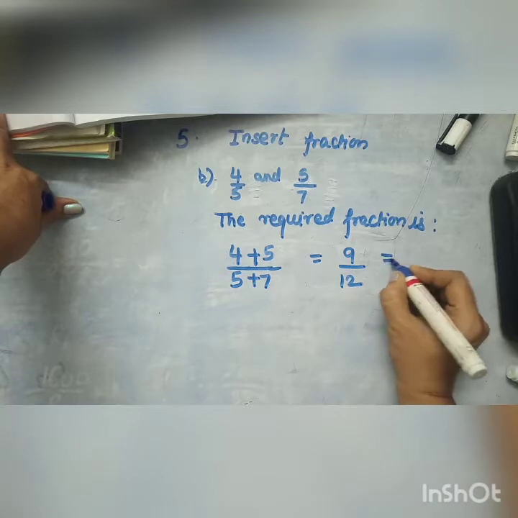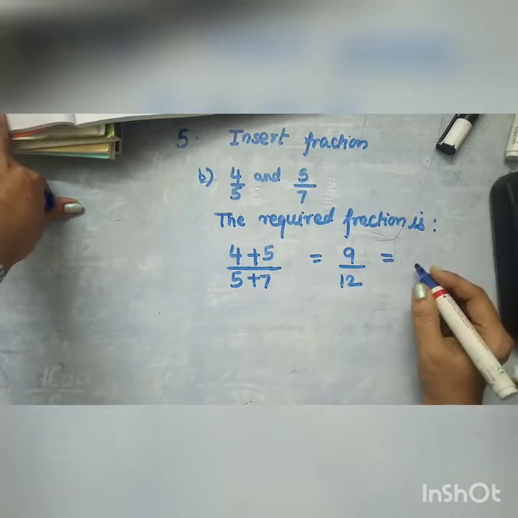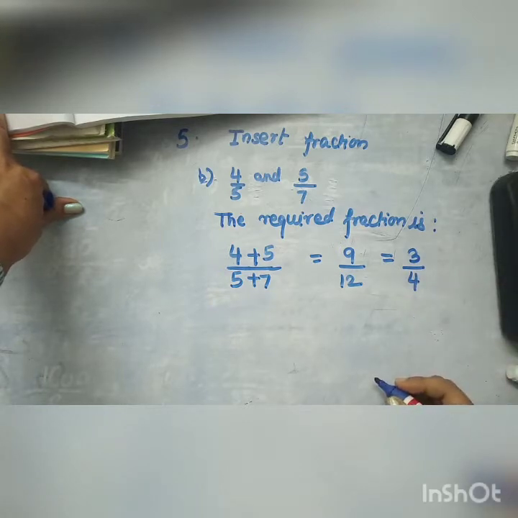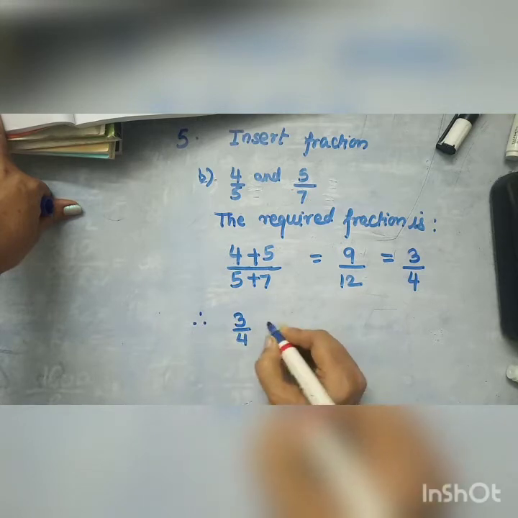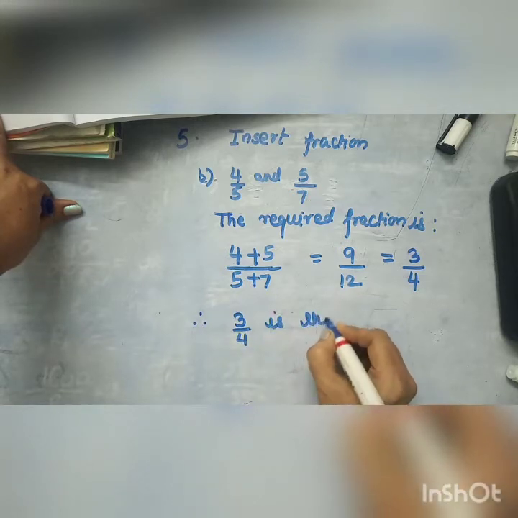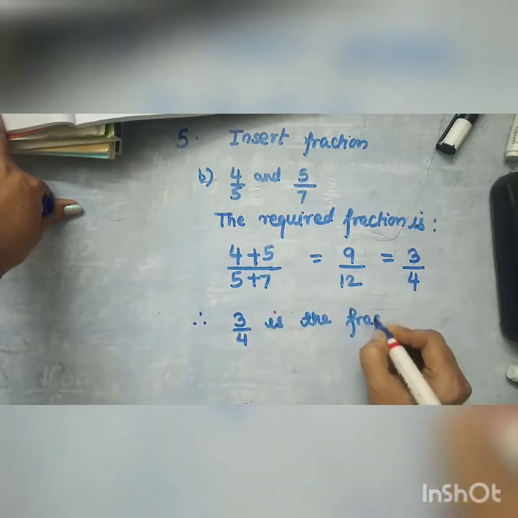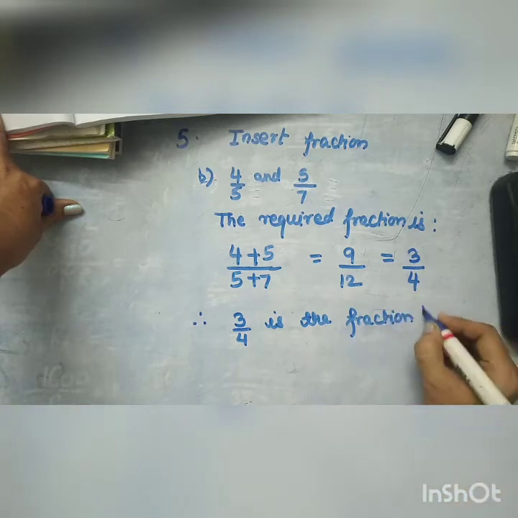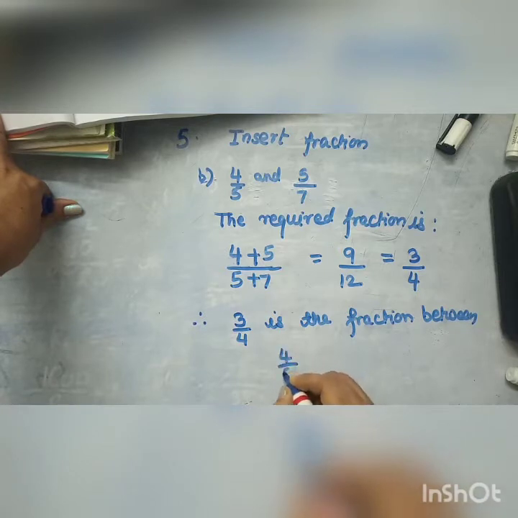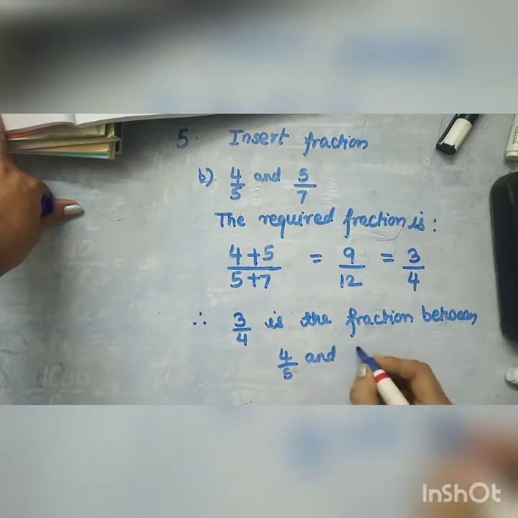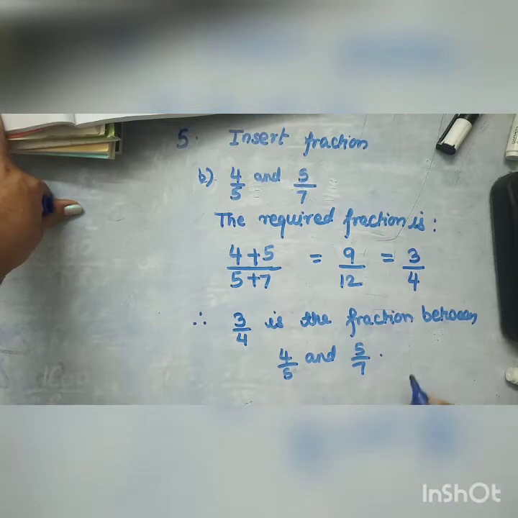Okay, now here you can see that 3 is the common factor for both. So 3 3s are 9 and 3 4s are 12. Therefore the required fraction is 3 upon 4, the fraction between 4 upon 5 and 5 upon 7. Okay, so this is the answer for the second one.